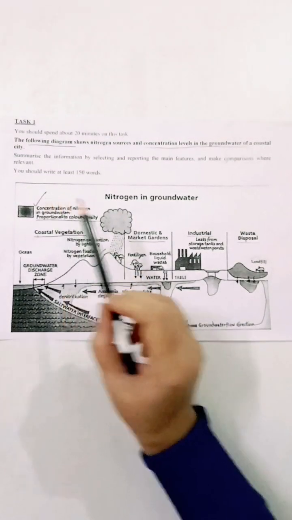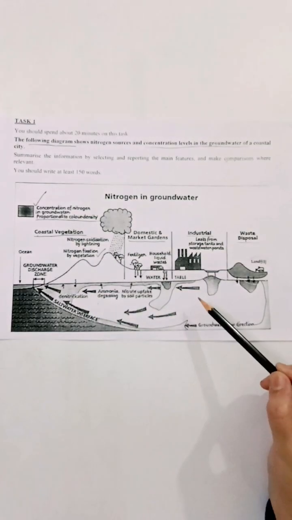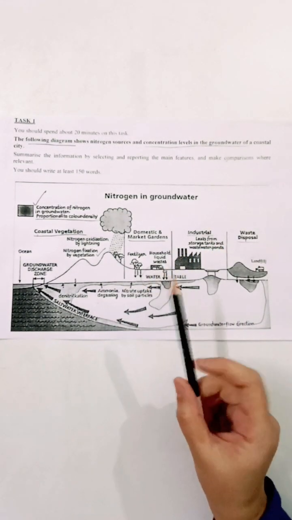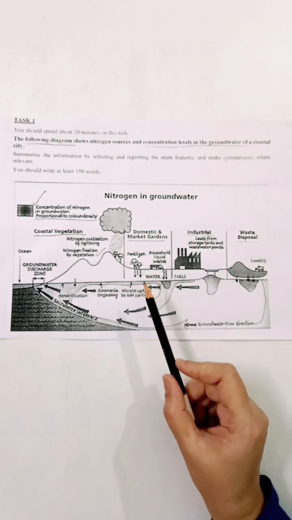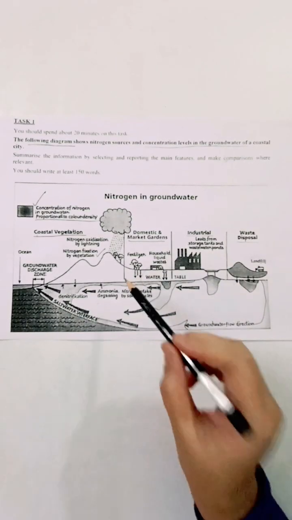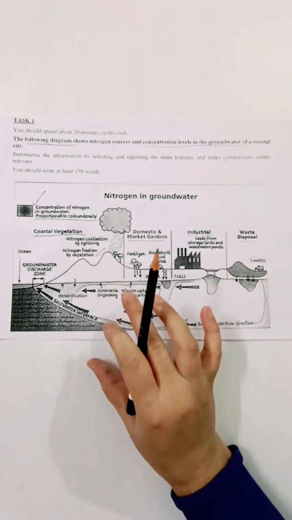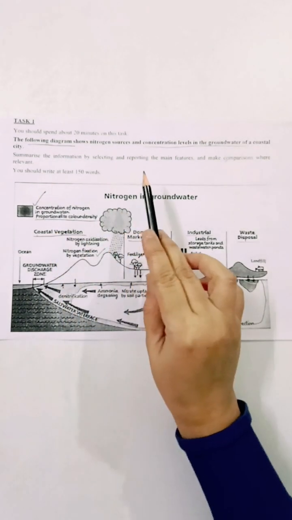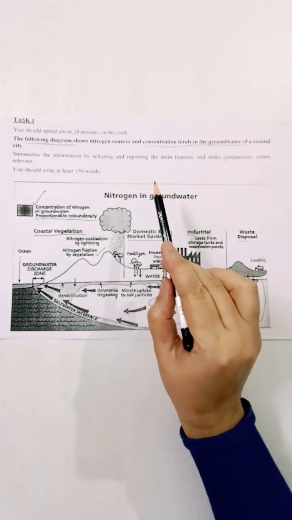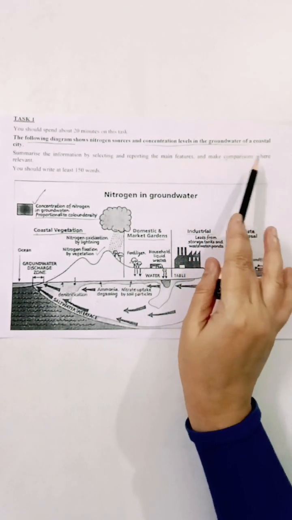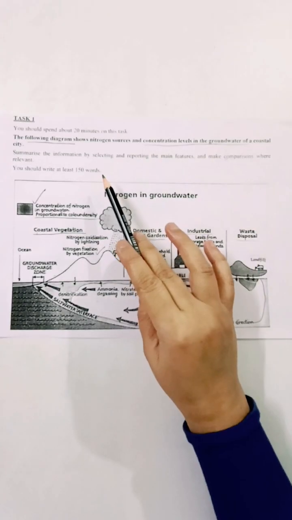This is a very interesting and very important question: Writing Task 1, a diagram-based question for Academic IELTS, which appeared last month, in 2025. So it is really very important to understand what exactly we are going to write in such questions. The following diagram shows nitrogen sources, one thing. Second, concentration levels in the groundwater of a coastal city, right?